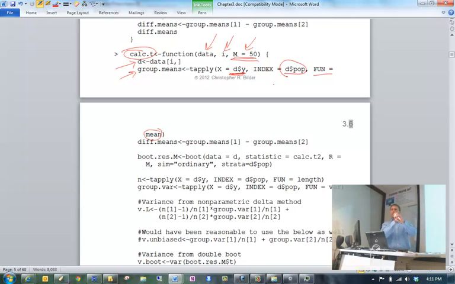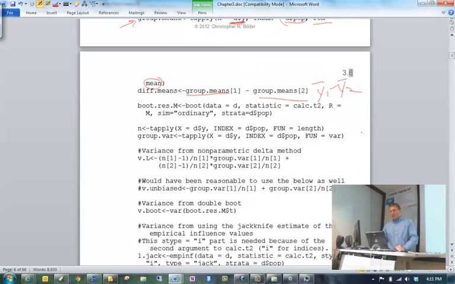The first element is going to be for population 1. The second element is going to be for population number 2. So I take the difference to get y bar 1 minus y bar 2. I'm working with the actual data. To do the bootstrap, I just use the boot function like I normally do.